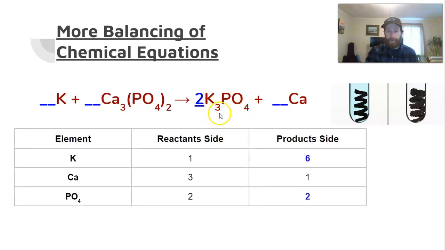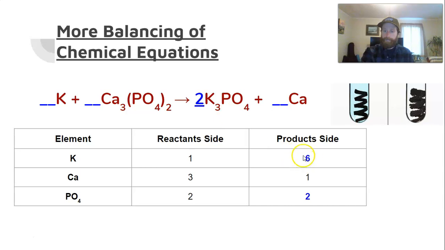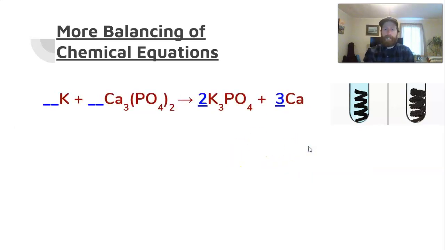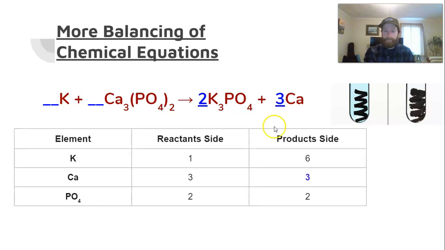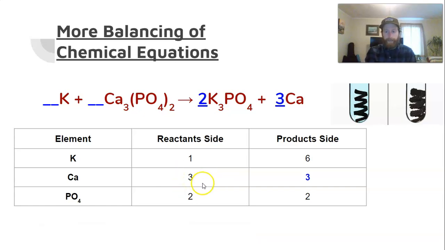If I have 2 K3PO4s, then in total, I have 2 PO4s. That also affects my potassium because 2 times 3 means I have 6. And so now I'm asking myself, what move will I make next? I think there's 2 legit moves here to finish up this problem. Hopefully one of the ones you said would be put a 3 in front of calcium. That would give me a total of 3 calciums on the product to balance my 3 calciums on the reactants. And now I'm so close.